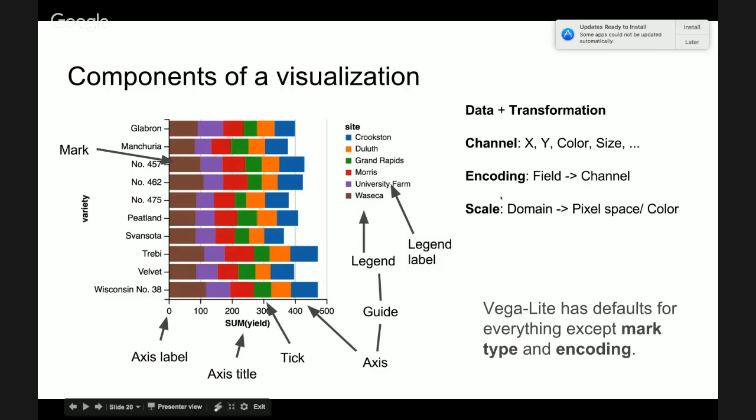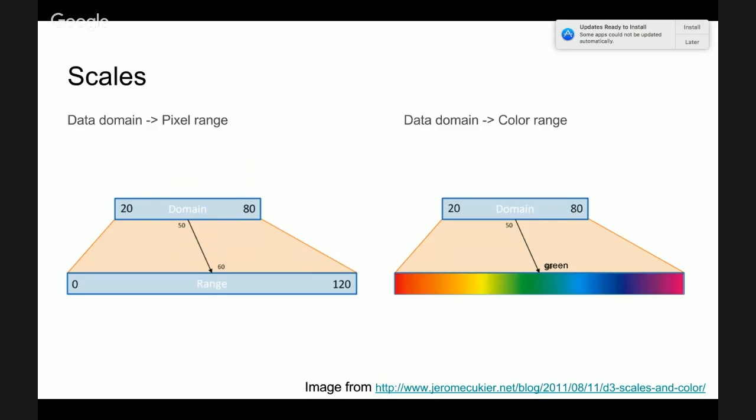And the last term is a scale. What are scales? Scales are the mapping from the data domain to the pixel space or the colors. Let me show you. There are two types of scales. Typically, we have scales that map from the data domain to the pixel range. So if your data has a magnitude of 20 to 80, then you might want to map that to something in the pixel space of the visualization.